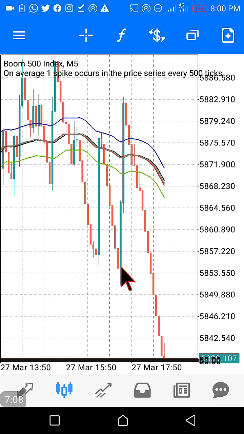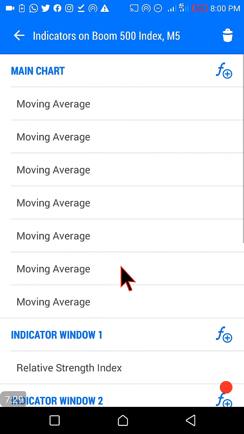But why are all these moving averages, which have the same period and the same method, simple, now showing different lines? They are showing different lines because of the apply to. So let's go and explain what the apply to really is. See the number of moving averages that are here: 1, 2, 3, 4, 5, 6, 7. 7 moving averages on the chart, and see the different lines that they are forming.